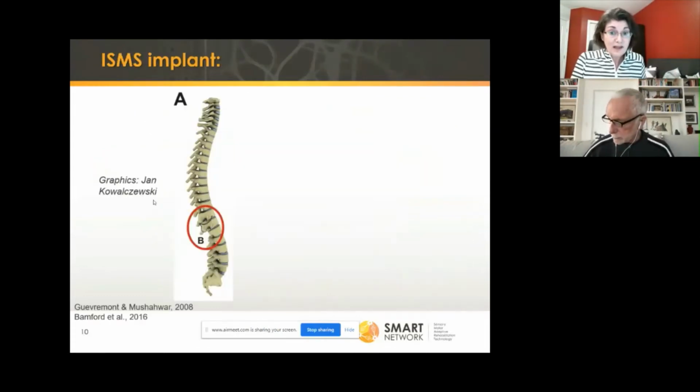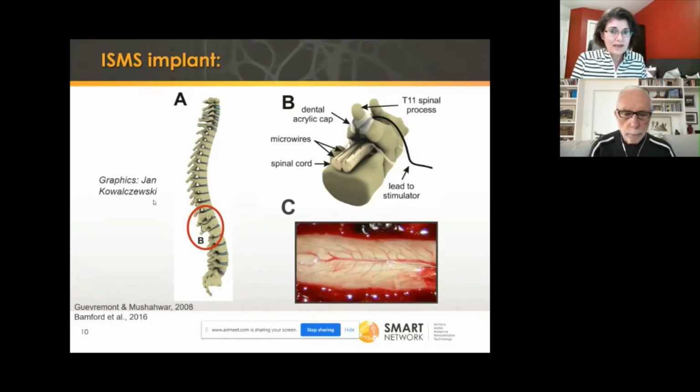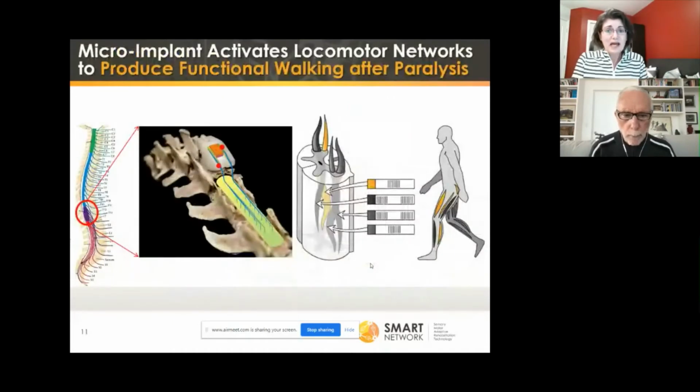Now, we have developed the microimplant to place in the lumbar enlargement, and the implant consists of ultra-fine electrodes that are smaller than the human hair and a lead that connects them to an implanted stimulator. And this is a close-up of the implant. What you're looking at here is the surface of the spinal cord, and these are the fine leads that travel on the surface of the cord, with the microelectrodes entering the cord at the end of each lead. And what this implant does is it activates various elements of the locomotor networks in a coordinated fashion, resulting in the generation of functional overground walking.